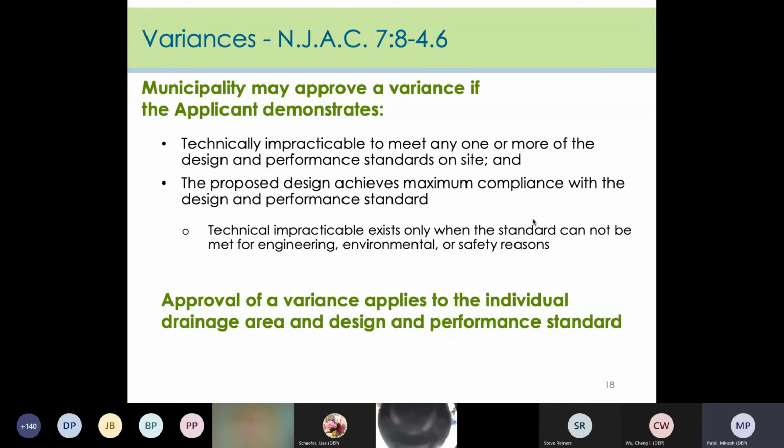The old low impact development checklist often included statements that something was not economically feasible, and yet cost information was not even formally reviewed. Previously, there may have been a site-wide variance allowed, but now the rule located at 7:8-4.6 states a municipality's approval of a variance shall apply to an individual drainage area and design and performance standard and shall not apply to an entire site or project, unless an applicant provides the required analysis for each drainage area within the site and each design and performance standard.